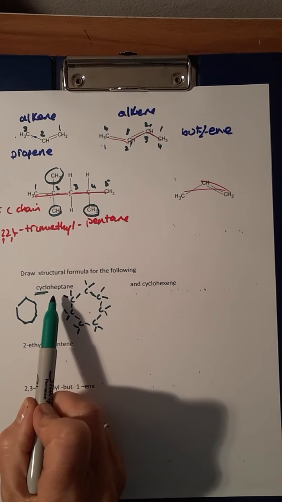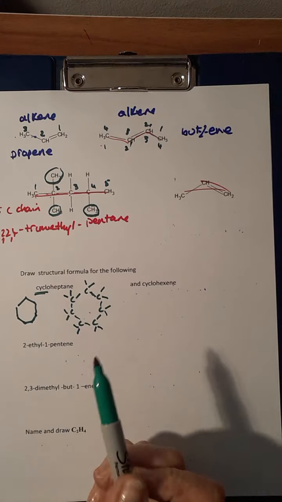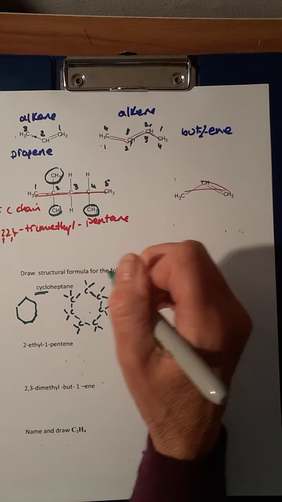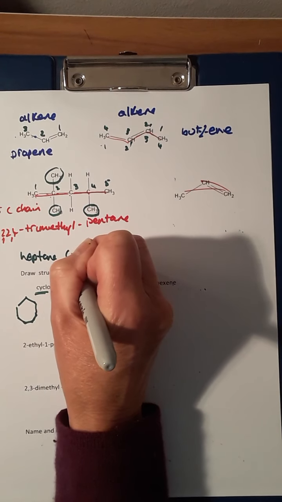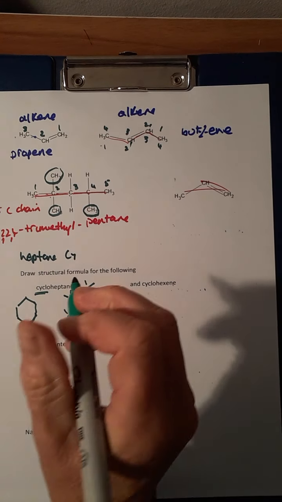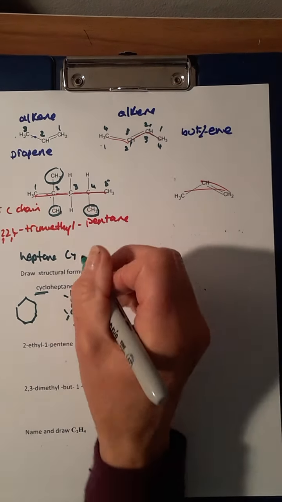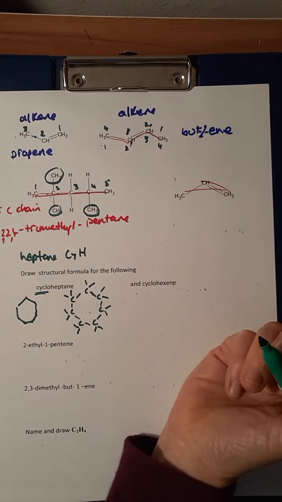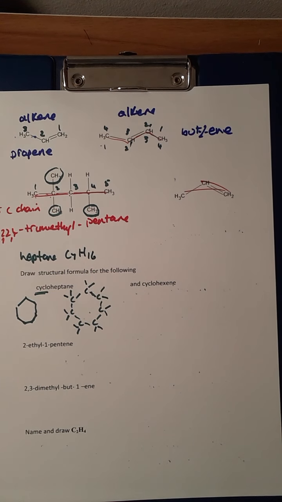Now, heptane, if you remember, is an alkane. So there's 7 carbons. I'm just going to write that up here. Heptane is C7. And because it's an alkane, its general formula is CnH2n+2. So this would be H2n+2, 7 2s are 14, plus 2, H16.